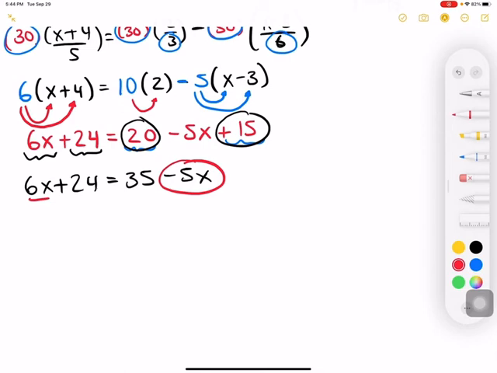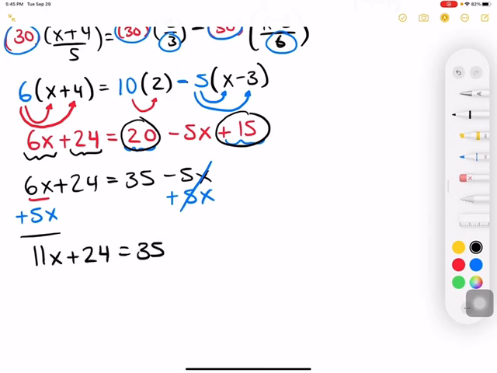So the opposite operation, in order to send it to the other side of the equation, is going to be adding. So if I add 5x to the right side, I have to add 5x to the left side, and that's going to send the letters to the left side. Okay, so the 5x's cancel. On the left side, 6x plus 5x is going to be 11x. I leave the number in here. And at this point, I have all the letters on the left side.